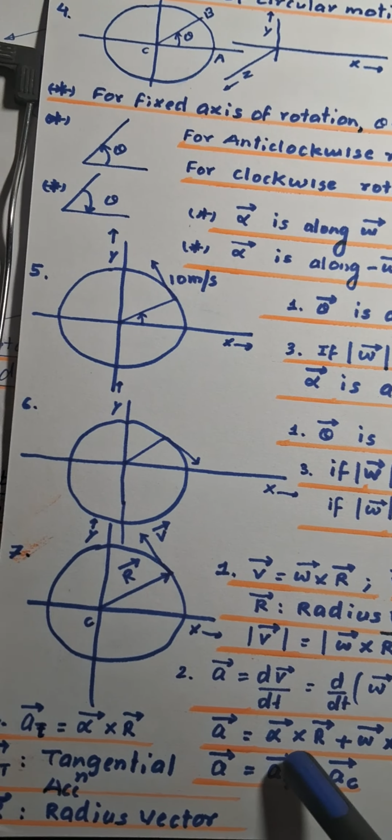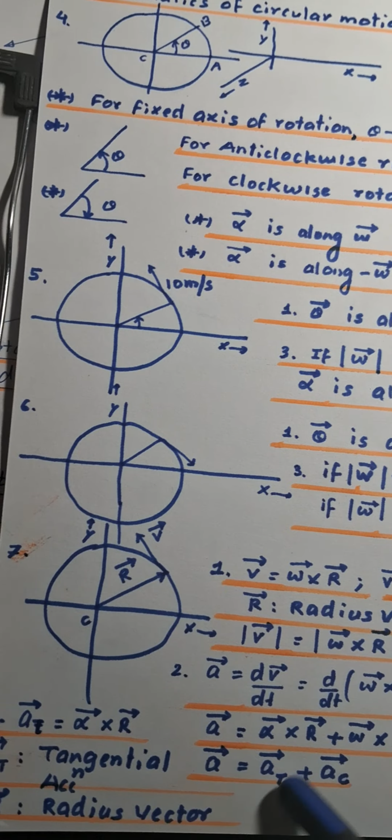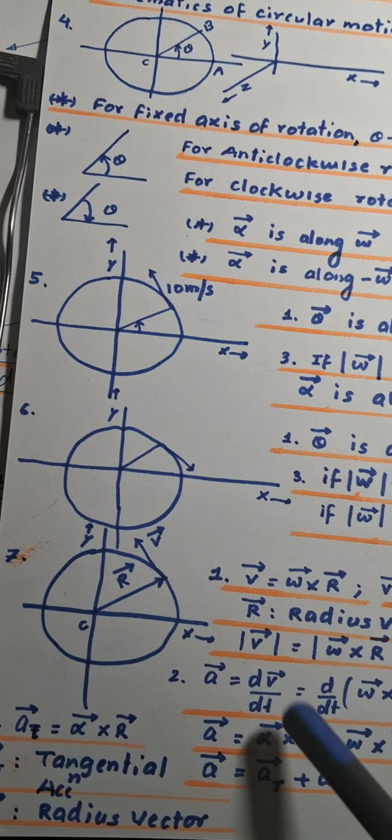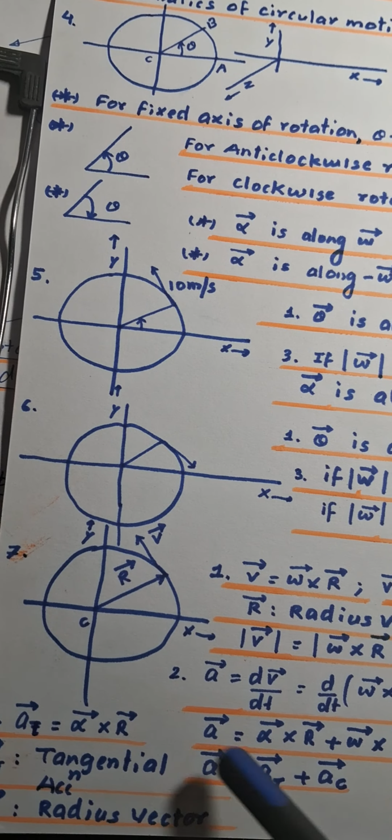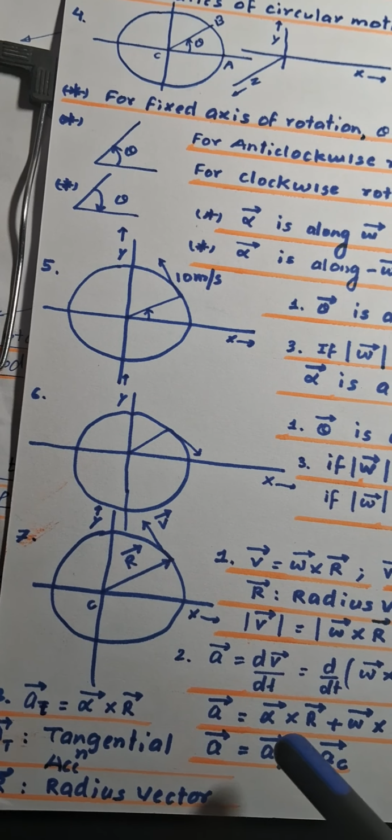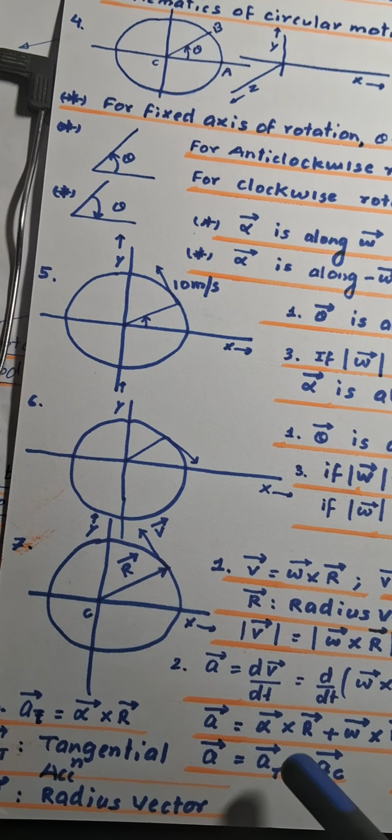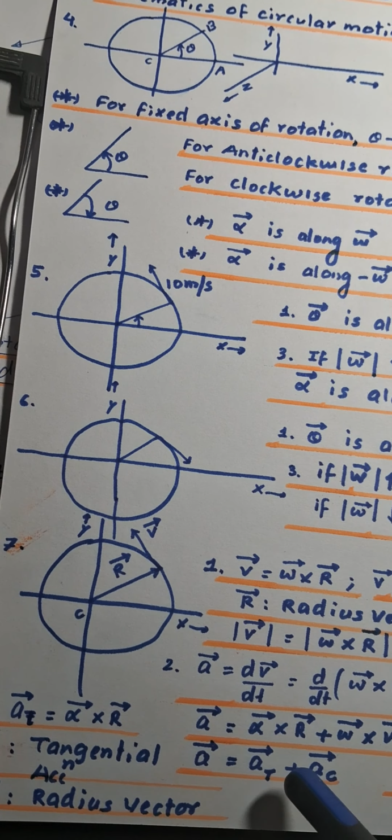Now here is the thing. Alpha cross r is called the tangential acceleration, and if calculated, its direction will be along the line of action of velocity. It may be parallel to velocity or may be anti-parallel to velocity. Now there is a point.